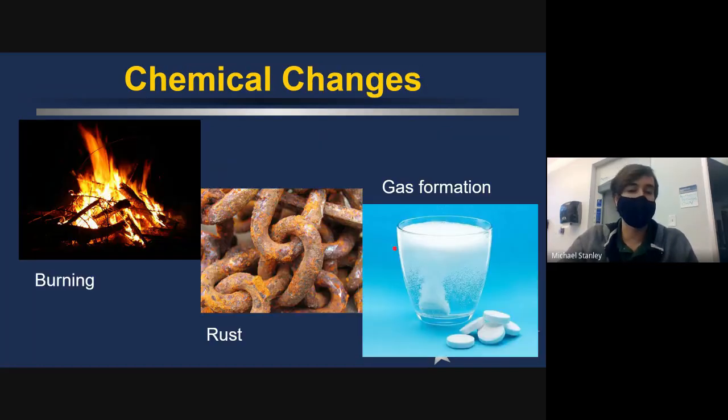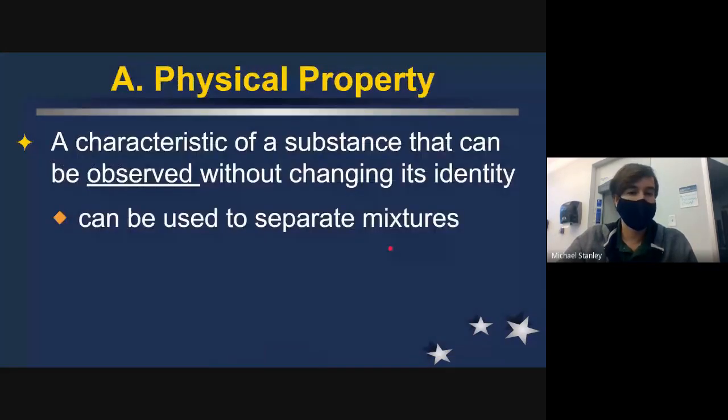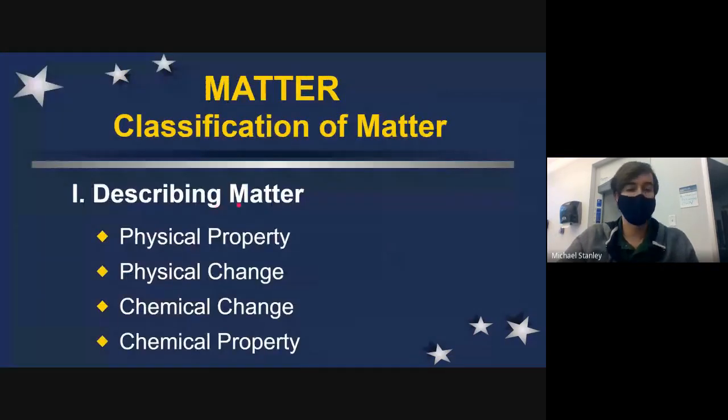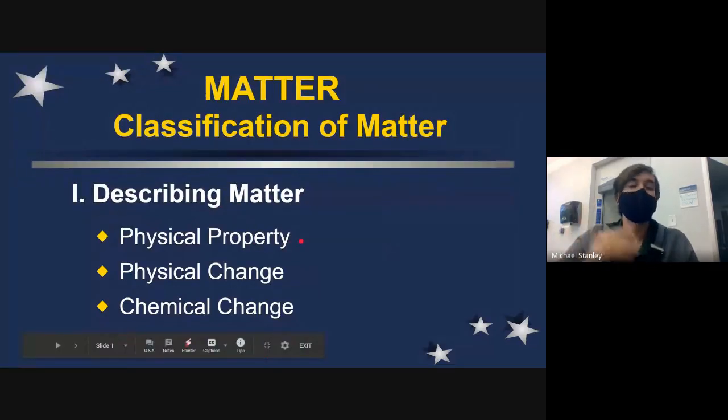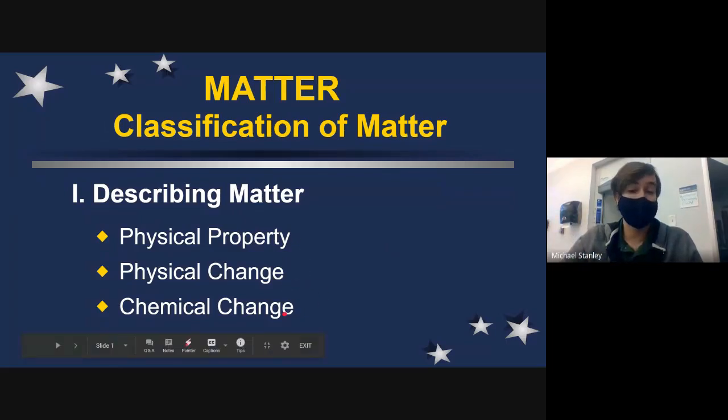All right, so those are the four categories of descriptions of matter that I wanted to make sure to hit with you today. Does anybody have any questions about any of these four categories? Anything about any one of these that you want me to go back and describe a little bit more?